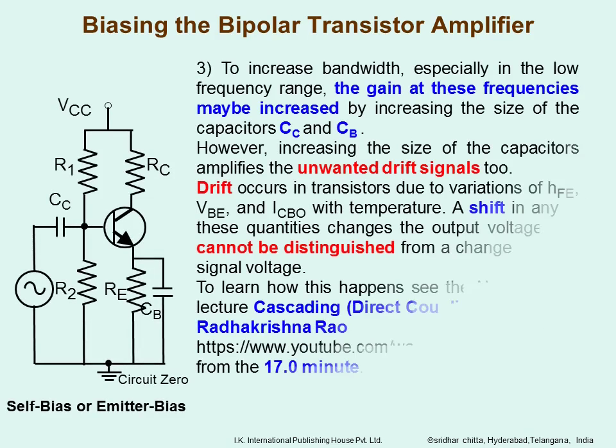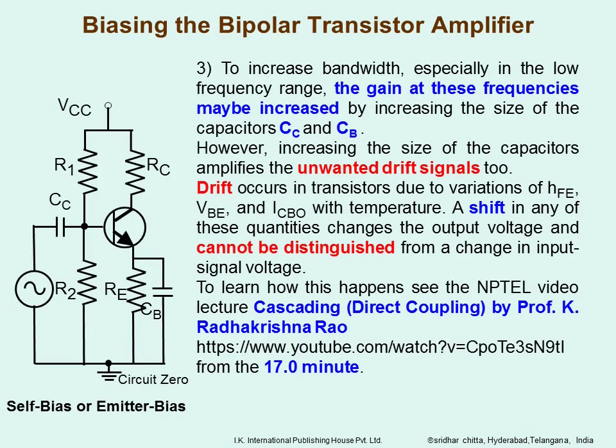To increase bandwidth, especially in the low frequency range, the gain at these frequencies may be increased by increasing the size of the capacitors CC and CB. However, increasing the size of the capacitors amplifies the unwanted drift signals too. Drift occurs in transistors due to variations of HFE, VBE, and ICBO with temperature.